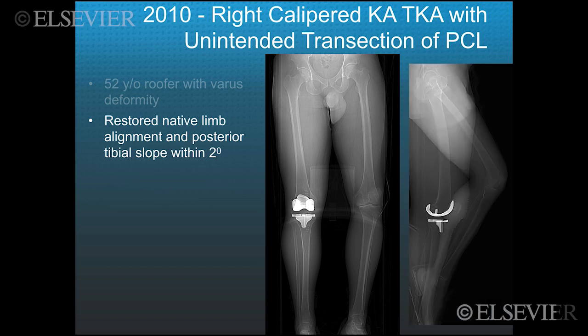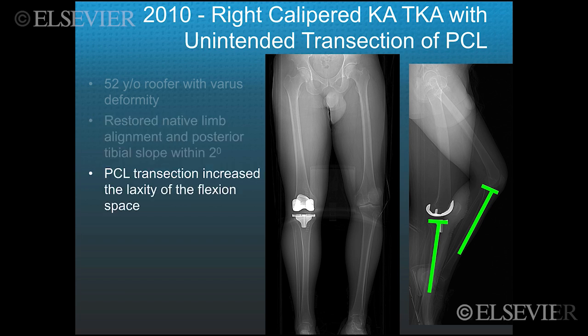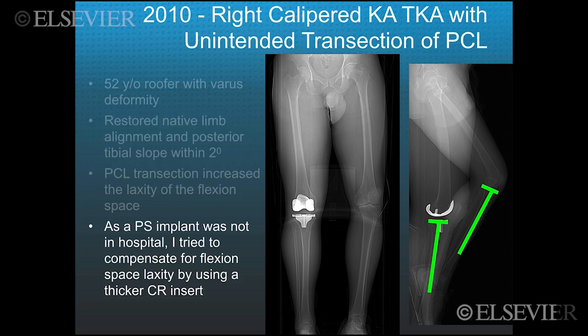And from the lateral side, the slope looks reasonable, and it's the same as the other side, but maybe we should have put in a little less. And since we didn't have a PS implant available in the hospital, I tried to compensate by using a thicker insert. So this is where you just got to be very careful. If you're going to have the problem of transecting the PCL, you might want to have a PS implant or a CS insert that gives medial stability throughout the motion arc available.